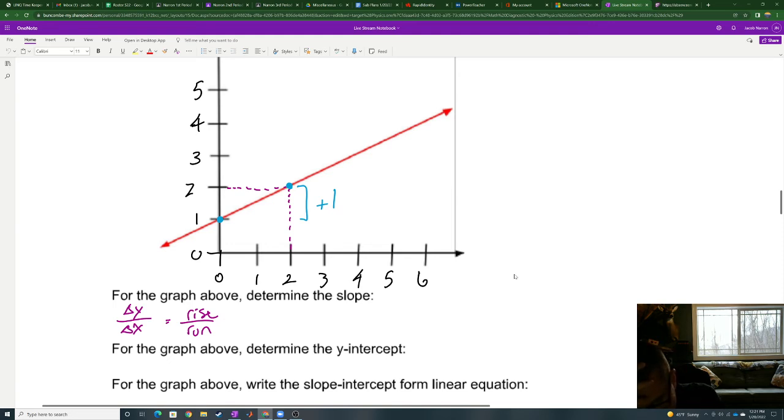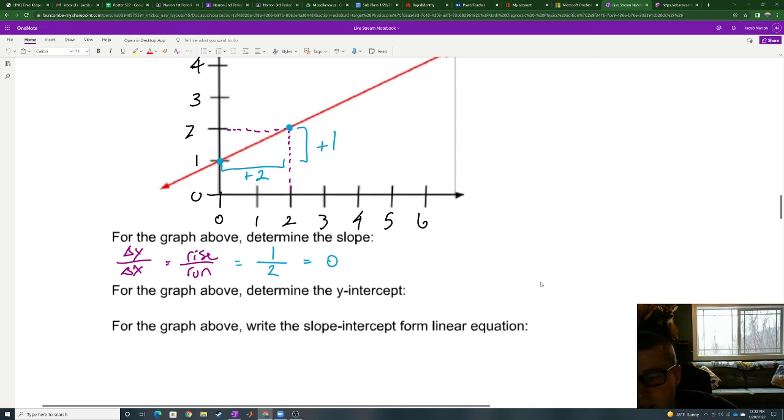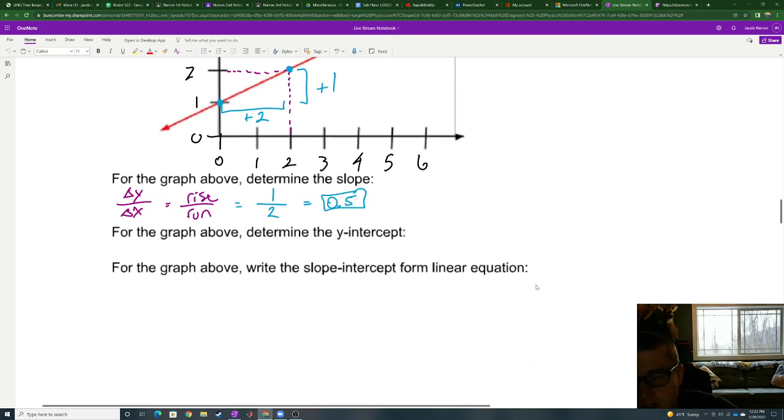So I can come in here and say, all right, so it's 1. That's my rise. Over my run. Well, what was my run? Look, 2, right? 0, 1, 2. So my run was +2. So I'll go down here and put that as my run. So what's my slope? 1/2 or 0.5, whatever you want to call it. I prefer decimals in this class, but hey, that's it. That's the slope. For the graph above, determine the y-intercept.